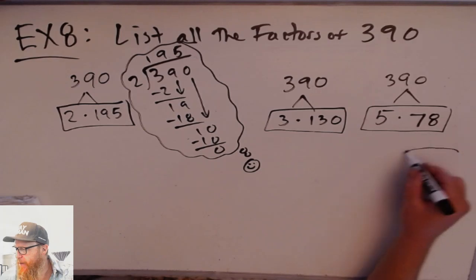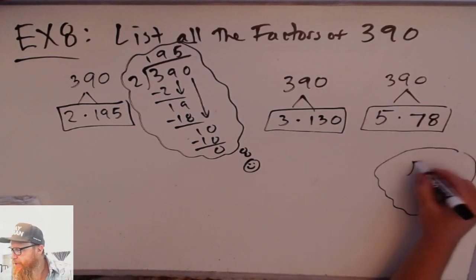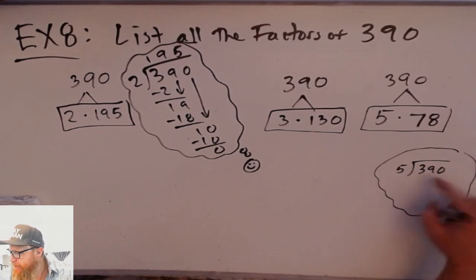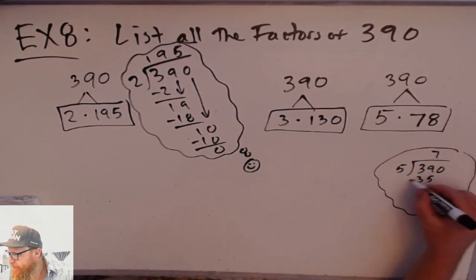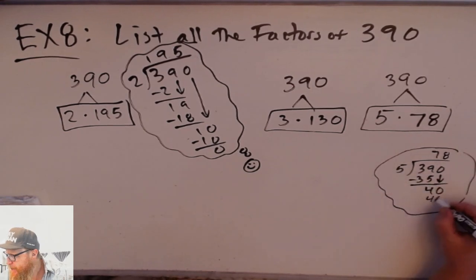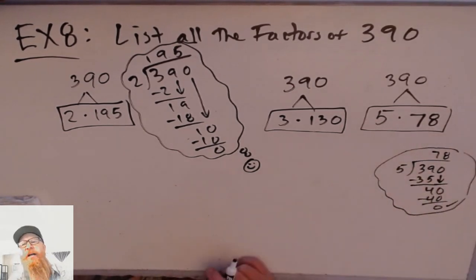Let's do that with non-mental math. 390 divided by 5. 5 goes into 39 7 times. 7 times 5 is 35. Remainder 4. Bring down the 0. 5 goes into 40 8 times. Again, remainder 0. Check. You get 78.